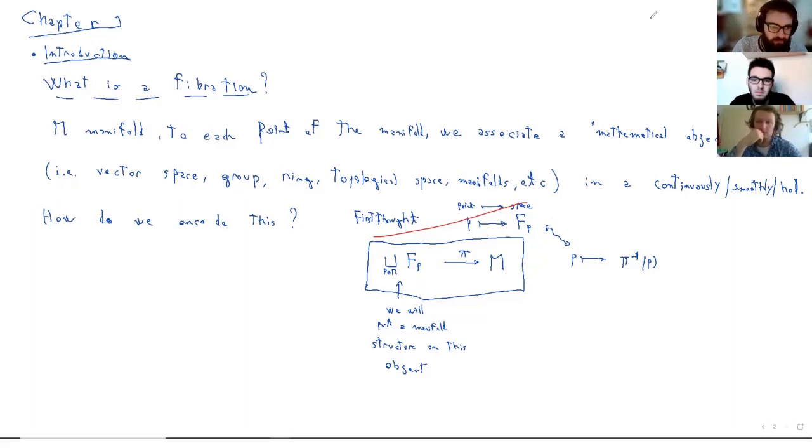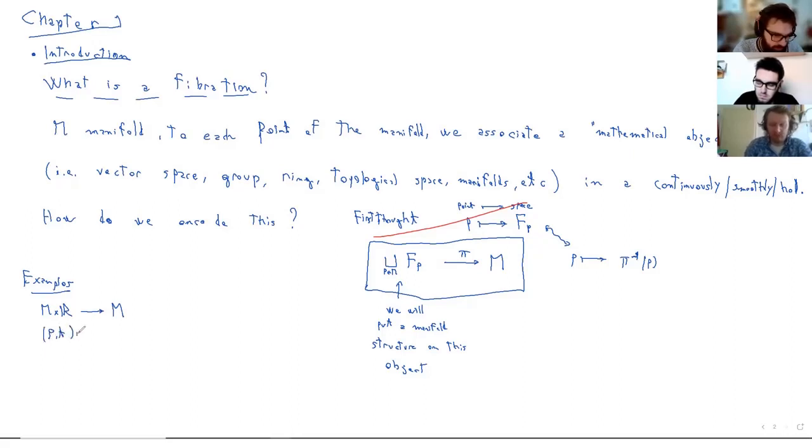So let's see some basic examples. The really basic one is to every point, you associate just R. In this case, you take (P, t) and you just send it to P. This is our first basic example. This is the so-called trivial fibration, which is a trivial bundle, but this we'll discuss later.